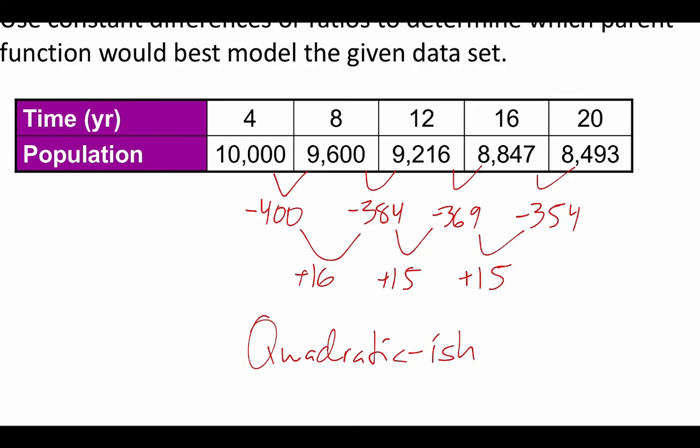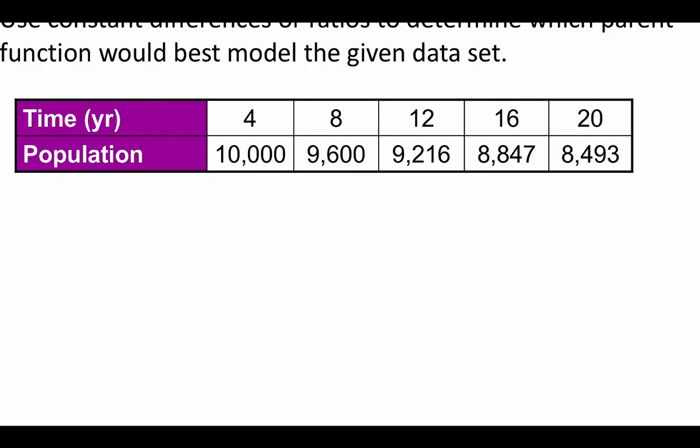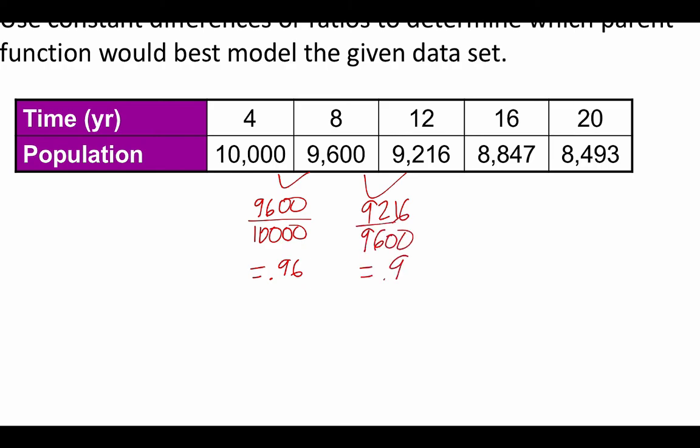Okay, well, what if there's a slightly better option? One option we haven't checked out, we've just been looking at first and second differences. We can also check out the ratios. So if we do 9600, take one y value divided by the previous y value, we're going to get 0.96. If we do the same thing over here, if we do 9216 divided by the previous y value of 9600, it ends up being 0.96.